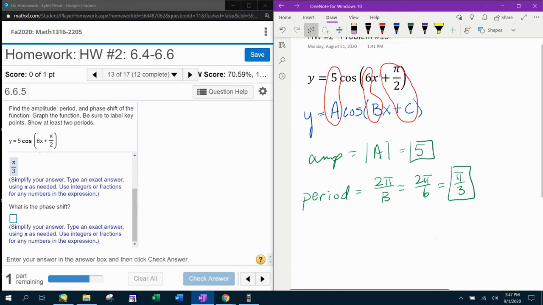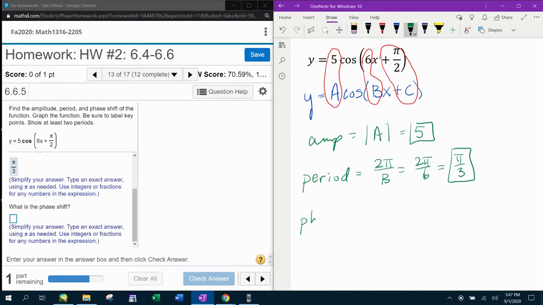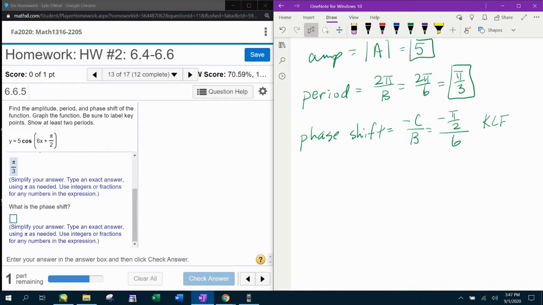And last but not least, the phase shift. Now the formula for the phase shift for a sine or a cosine is negative c over b. So in this case, c is positive pi over 2. So when I plug into the formula, it's going to be negative pi over 2 all over 6. And that's going to require the KCF, the keep, change, flip.